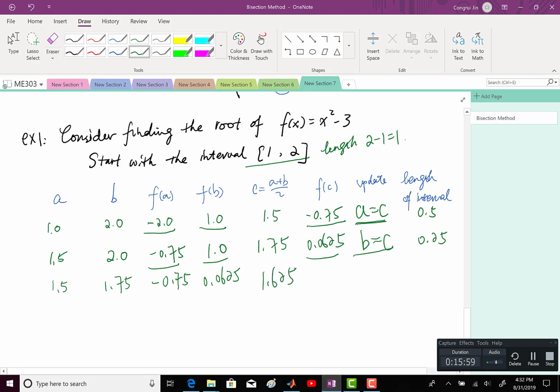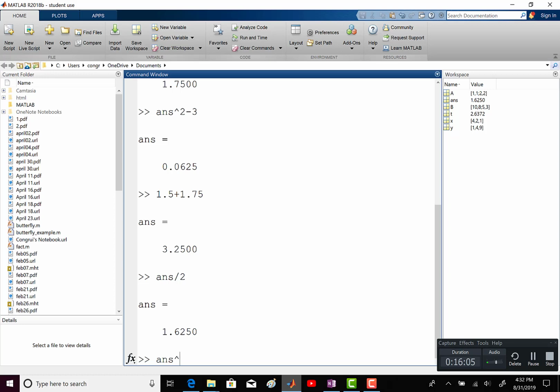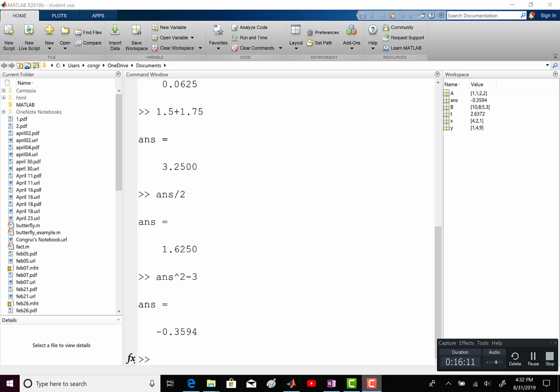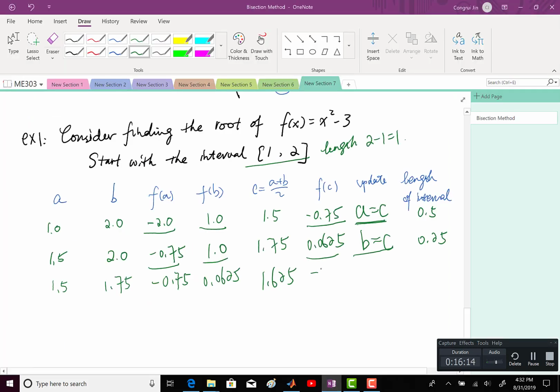All right. So the value of FC will be this value squared minus 3. So it's negative 0.359. Okay. So FA is negative, FB is positive, and FC is negative. So it's the third scenario. So we need to assign the value of C into A, right? So B doesn't need to be updated, but A is updated by the value of C. So the interval is further shrunk, 0.125.